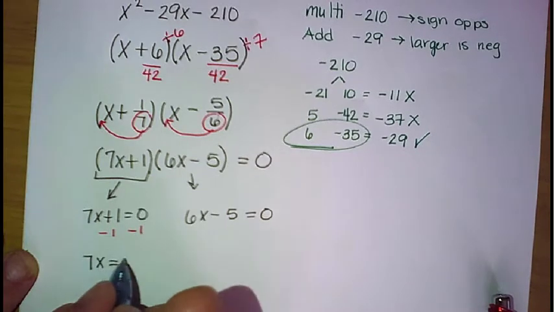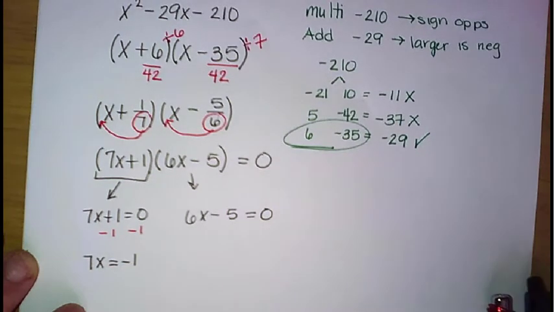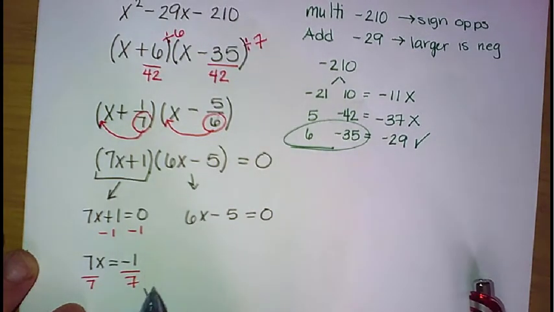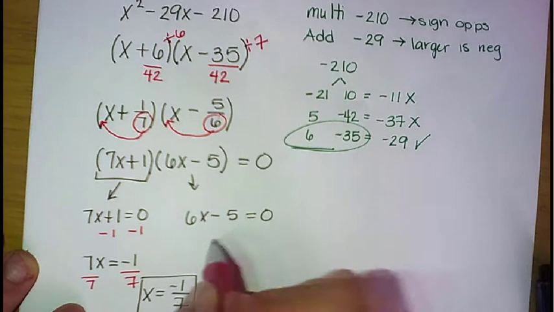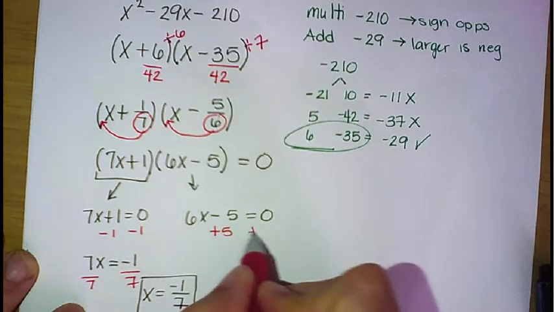We're going to do the same thing for the 6x minus 5. So we're going to add 5 to both sides. So 6x equals 5. Divide both sides by 6. And our second answer is going to be x equals 5 over 6.